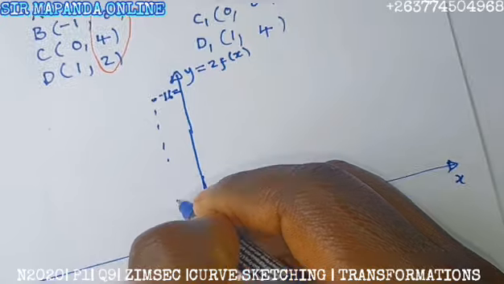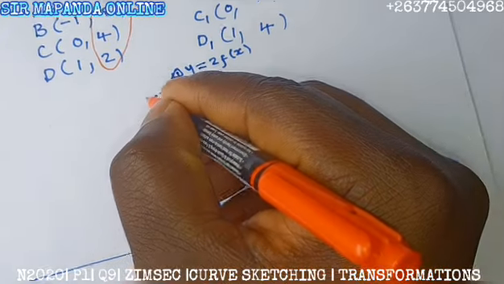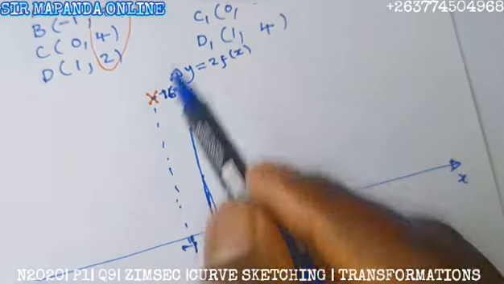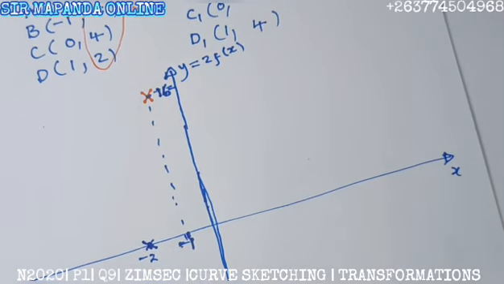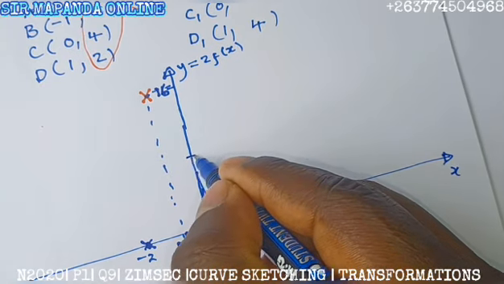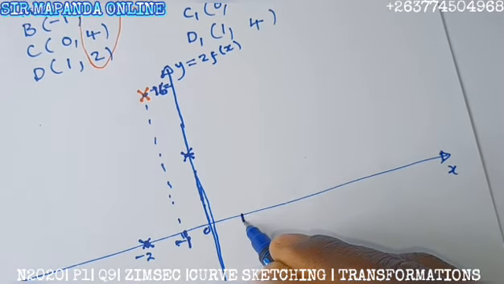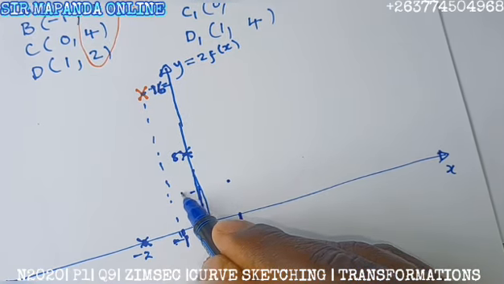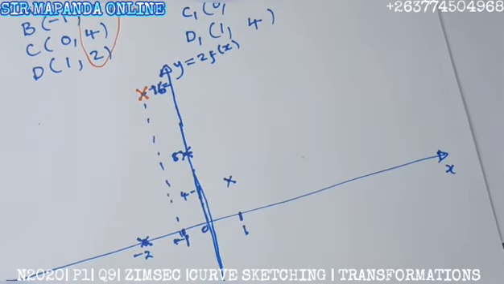So the first point is minus 1 and 16. Where 16 and minus 1 meets, there is a point. Let me mark it here. Right. Then another point, we have minus 2 and 0. This is minus 2 and 0. We have 0 and 8. 8 is between 0 and 16, so this is 0 and 8 here. Then we have 1 and 4. 1 and 4 is here. All right. I hope you are following.